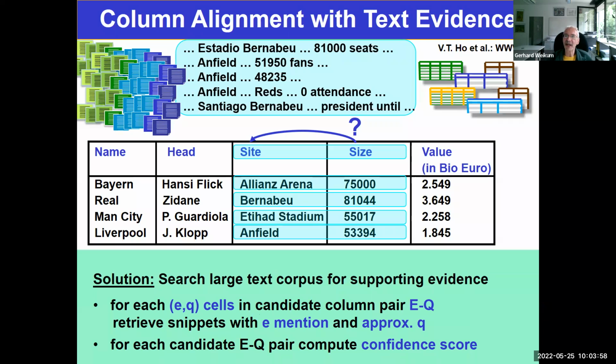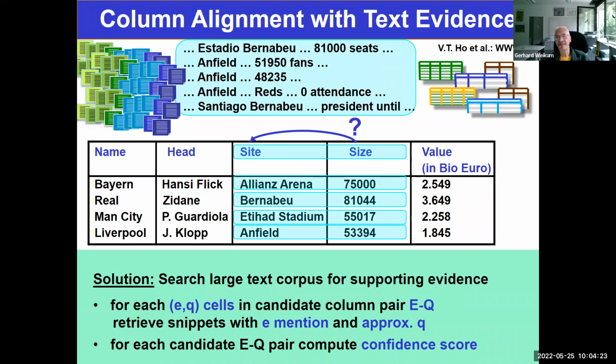But we need to relax the entity matching and the quantity matching. Entity matching, because we can spot just short names, alias names, right? Which entails that we pick up the occasional false positive. In the last line here, Santiago Bernabeu is actually a person, not a stadium. The stadium is named after him.